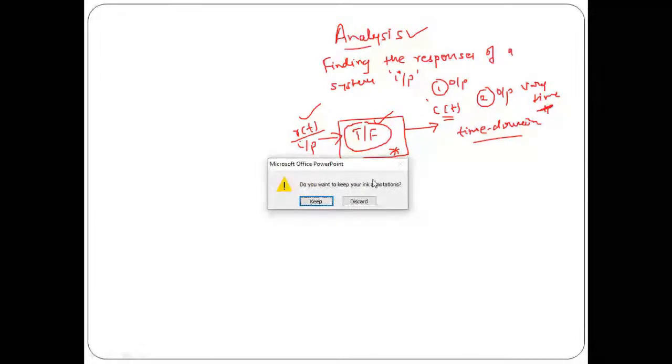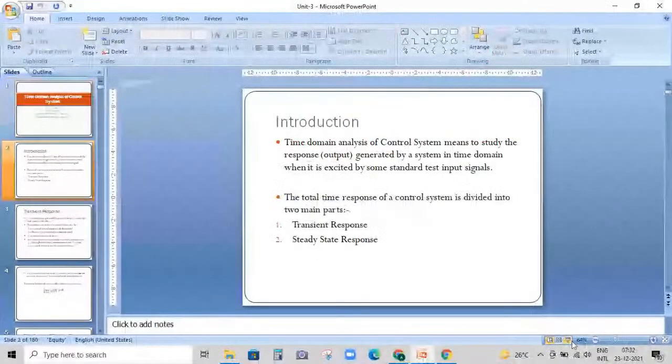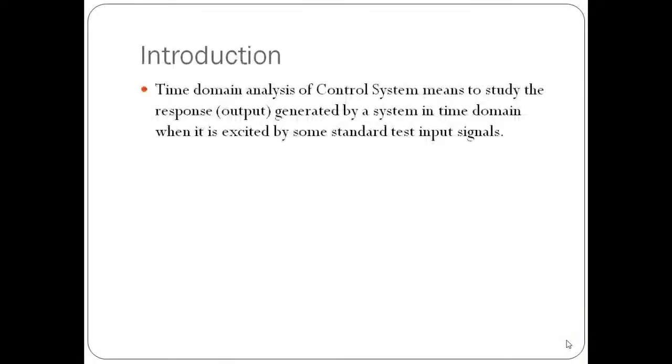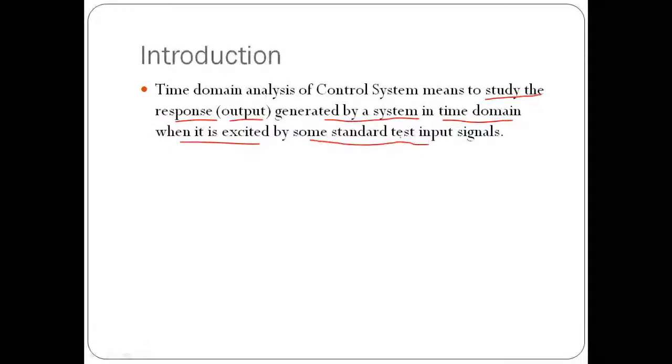So if you apply this logic, we can define this as: time domain analysis of a control system means to study the response, or you can say output, generated by a system in time domain when it is excited by some standard test input signal. That is important. Standard test input signal. So that process is called time domain analysis.